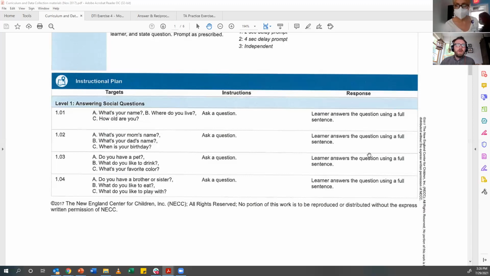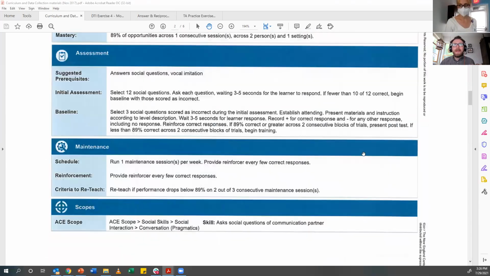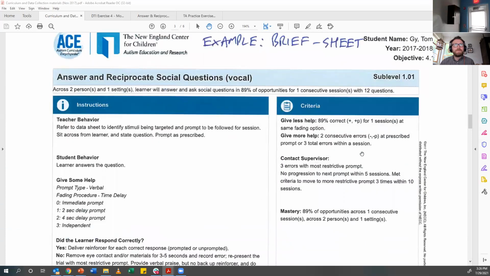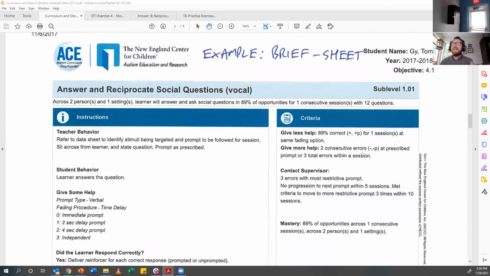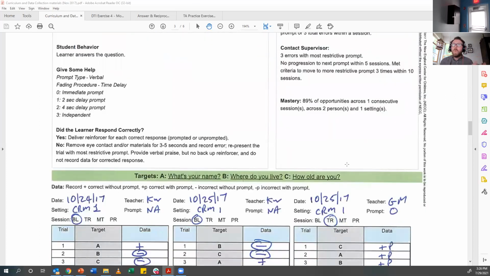Okay. So for this third page in that PDF document, this is the brief sheet. This is that data sheet that we've generated in previous trainings, okay? And this is a data sheet specifically for the 3 questions that are in sublevel 1.01. Those 3 questions are, what is your name? Where do you live? How old are you?